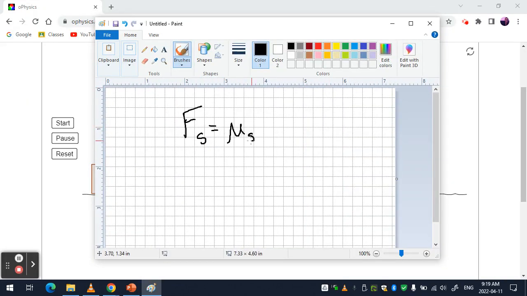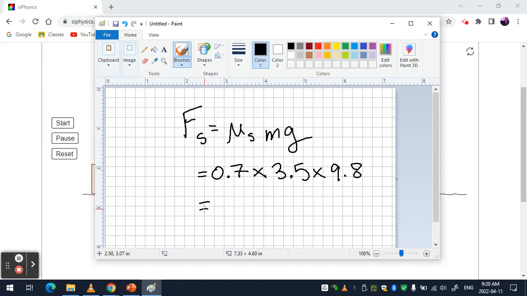Mu times Fn, right? But Fn in this case is equal to what? Fg. And Fg is equal to what? You got it. All right. Let me multiply. What's mu s? Janan, what number did you choose? You said 0.7. What's the mass that we set? 3.5. And g is what?